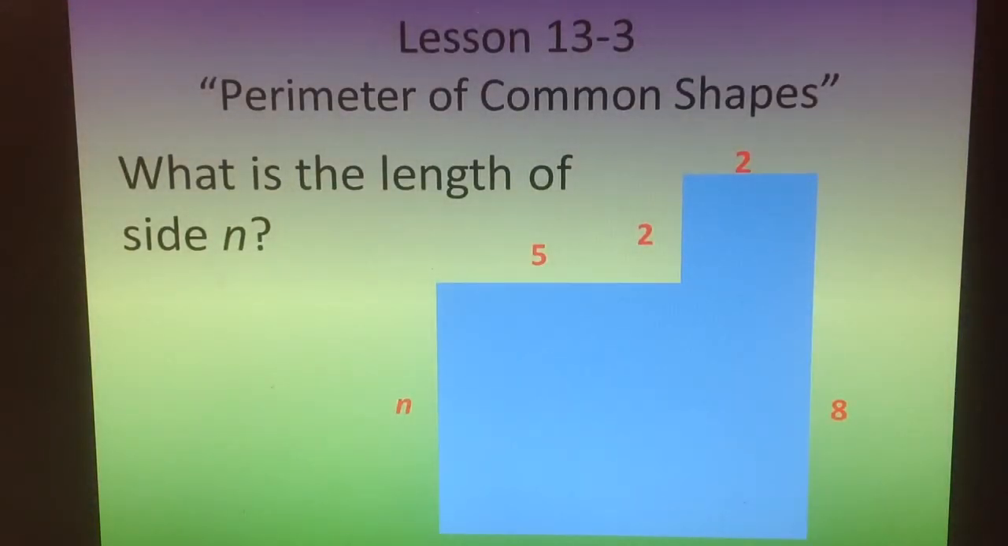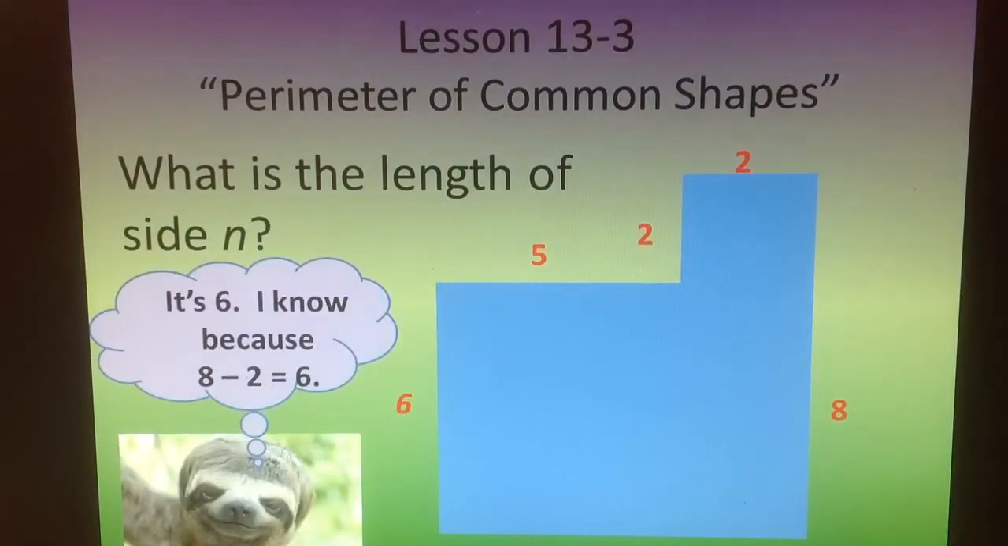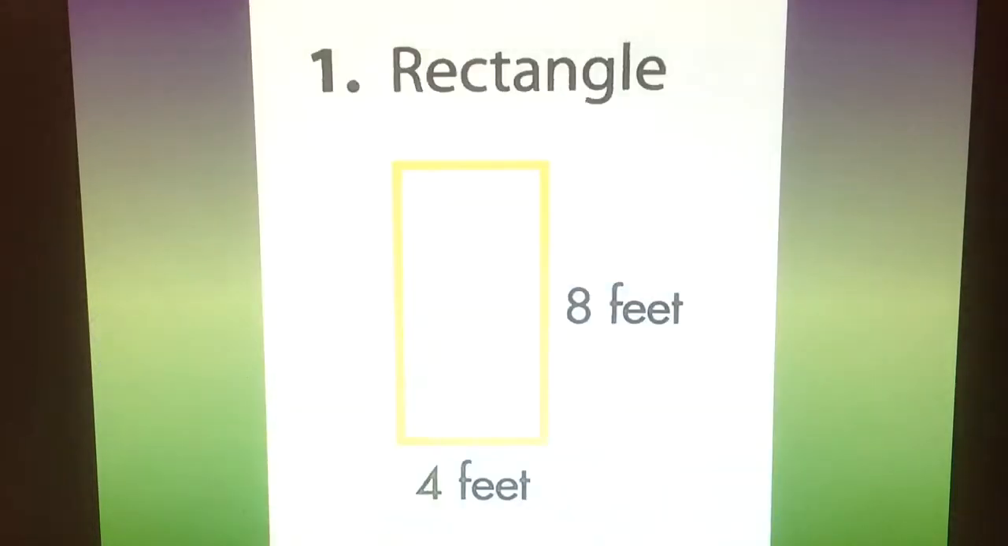Now here's a tricky one. You've got a strange shape there with 8 on one side and n on the other. How can you use subtraction to figure out what n equals? Well, the whole long side is 8, take away 2, because this side is 2. 8 minus 2 is 6, so n is 6. It's 6. I know because 8 minus 2 equals 6.